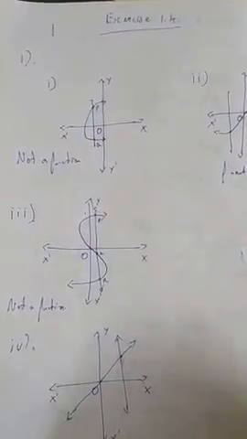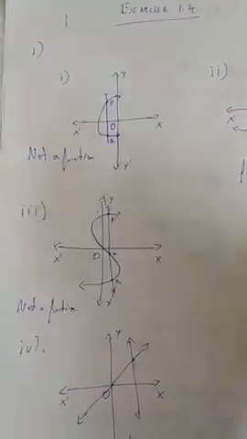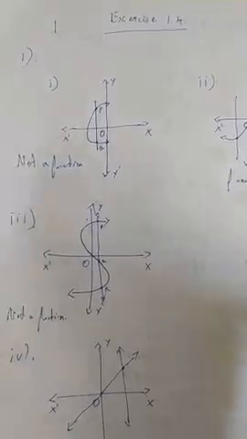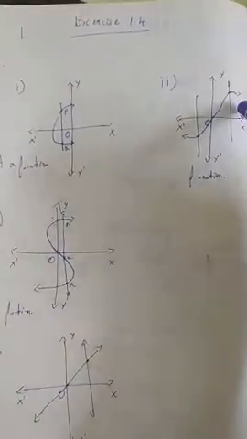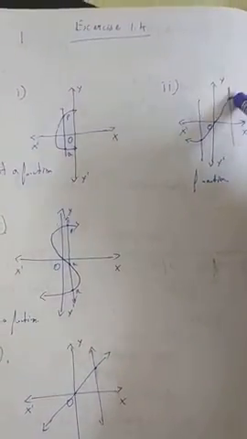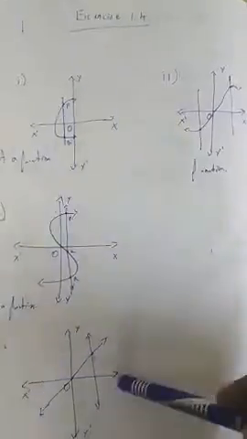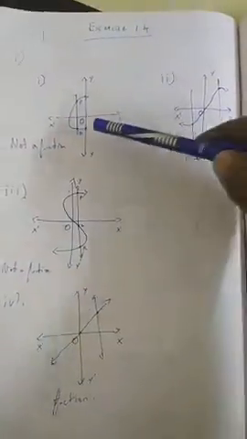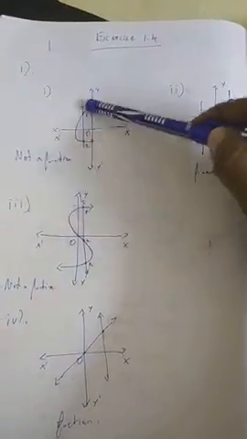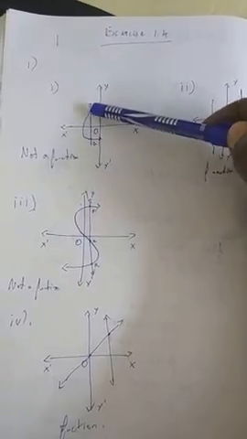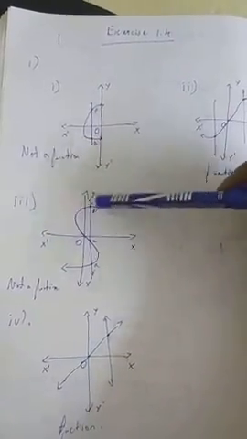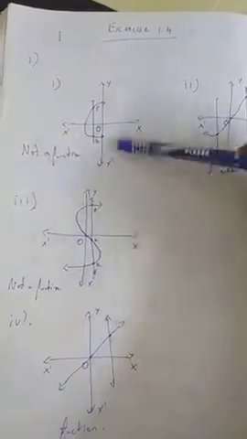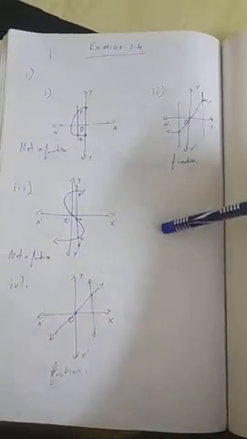If you want to find whether the graph is a function or not, we have to draw the vertical line. If the vertical line intersects the curve at exactly one point, like this, it is a function. If it intersects at more than one point, here it intersects at 2 points, here it intersects at 3 points, therefore it is not a function, right? So that's all about this question.